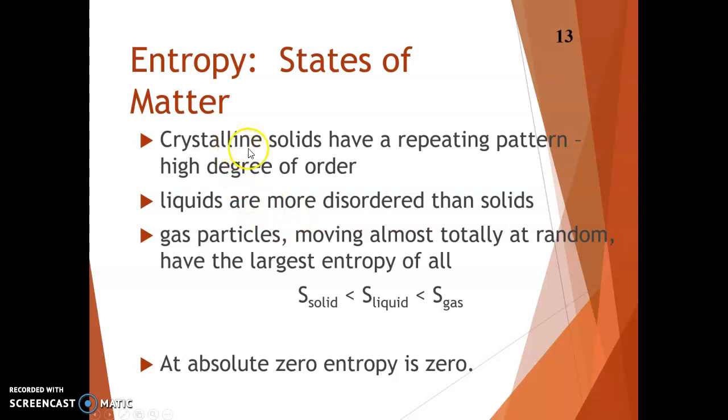So things that have a high degree of order, crystalline solids, things near absolute 0, would have a very low value for entropy. If you're very orderly, not disordered, then you have low entropy. Liquids have more entropy, and gases have the most. Order that here: solid is less than liquid is less than gas for entropy.